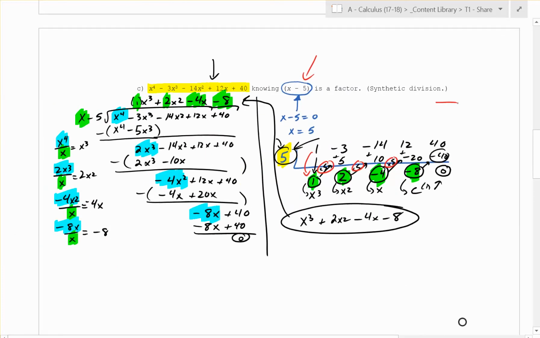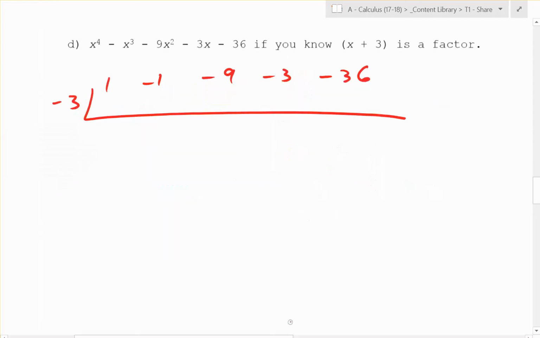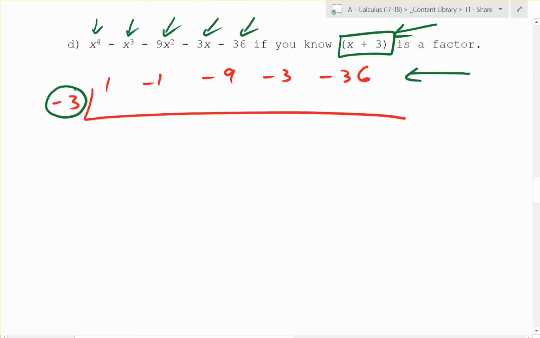Remember, synthetic division only works with factors like this. x minus 5, x plus 2, has to be x plus or minus a constant. So let's do another. We can use synthetic division because this is x plus or minus a constant. What makes that 0? -3 makes it 0. You then take the coefficients. You have a coefficient of 1, -1, -9, -3, and -36, and place them in order right there.